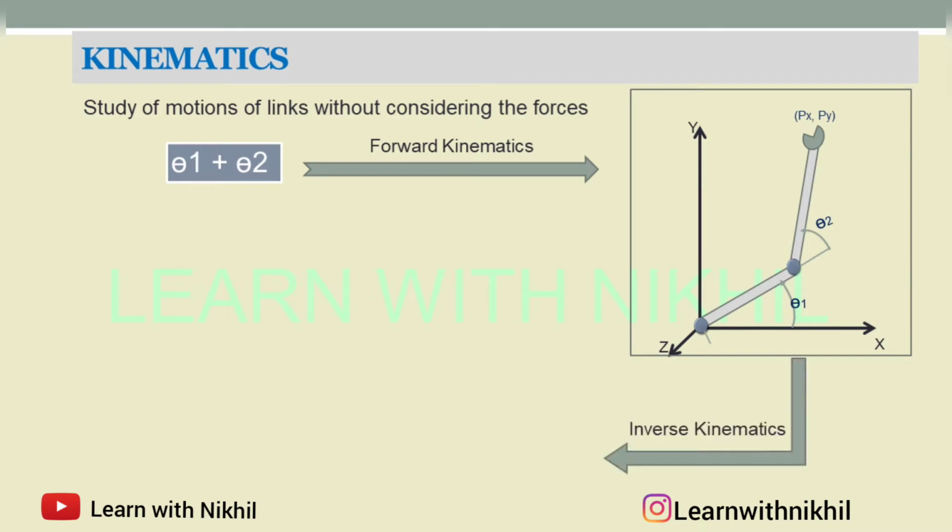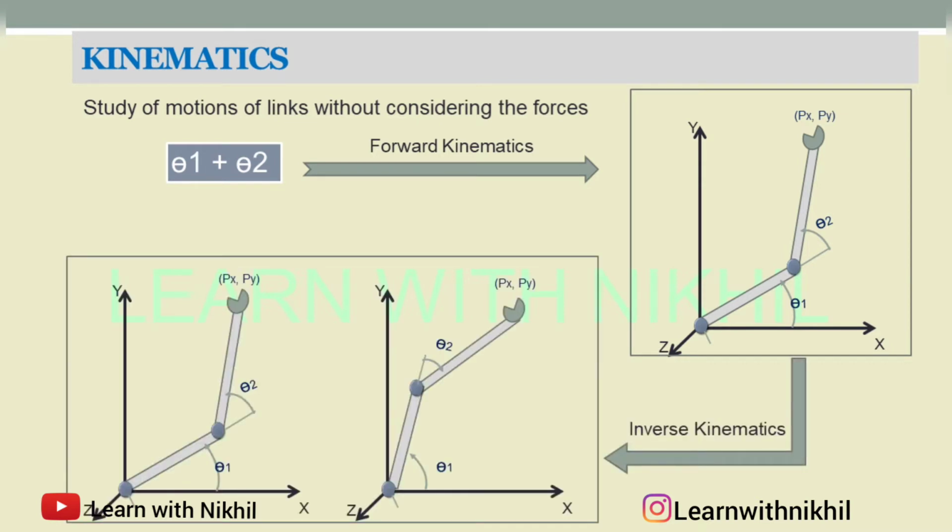And inverse kinematics is nothing but when we know the position of the end effector. So I know the position of this end effector and we find out the angles. If I want to reach this particular position, we have many options to reach this particular point. Now in this type of robot where the degree of freedom is 2, we can reach like this also, or you can reach like this also. So in inverse kinematics we have 2 or more than 2 solutions.